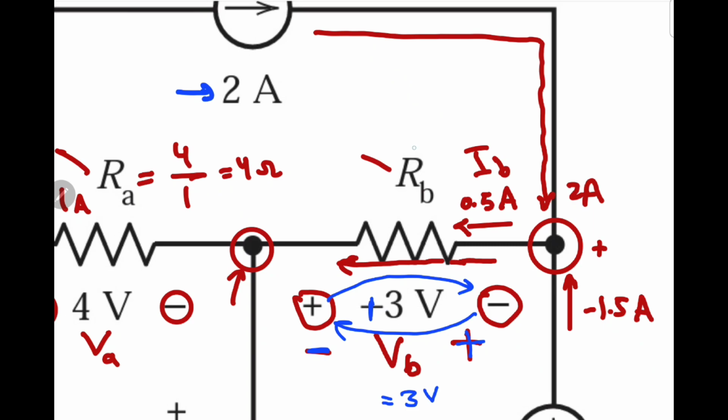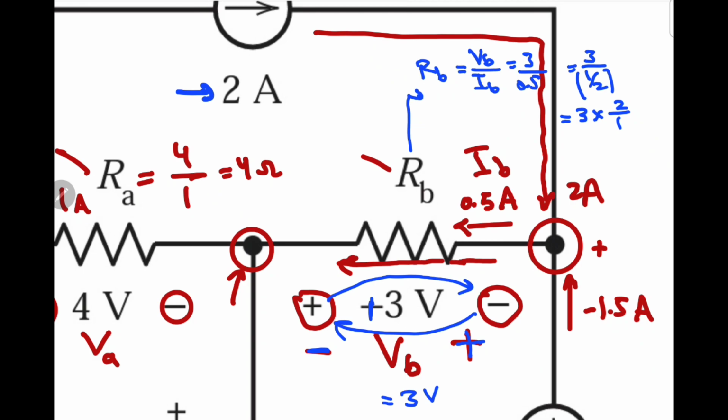So RB is equal to VB divided by IB. VB is 3 divided by 0.5 ampere, and the answer is 3 divided by a half. You convert the division to multiplication and take the reciprocal, you multiply by the reciprocal of half, which is 2, and the answer is 6 ohm. So RB is equal to 6 ohm.